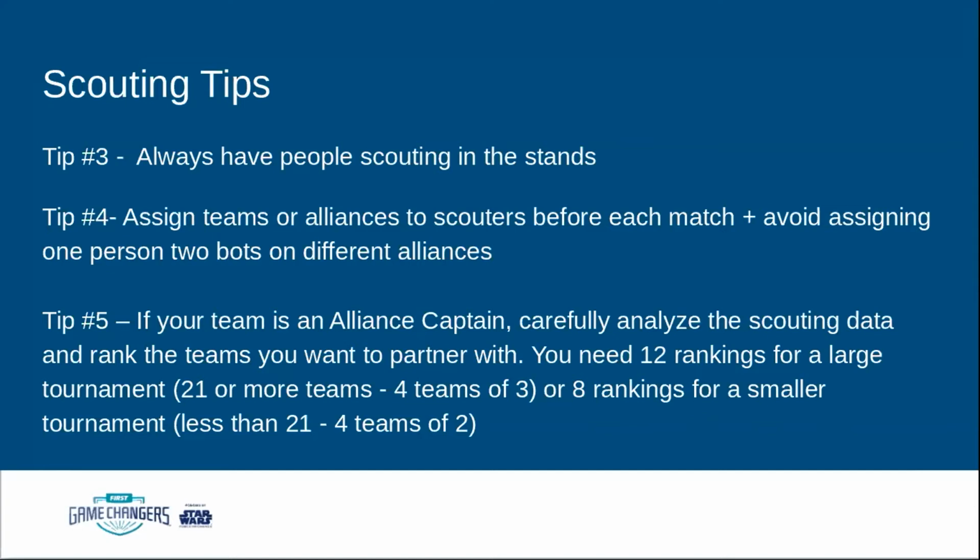Later on in that paragraph for tip number 5, we have a bit of the rulings that go into how selection is going to work. So in short, for competitions with 21 or more teams, make sure that you're picking at least 12 rankings. And for less than 21 teams, make sure you have at least 8 teams on your list.